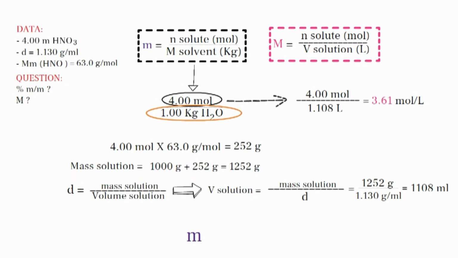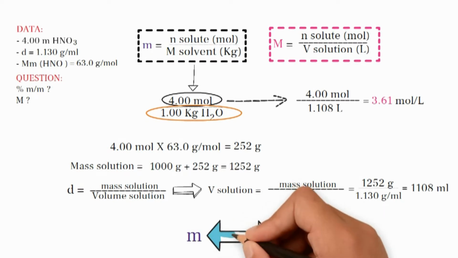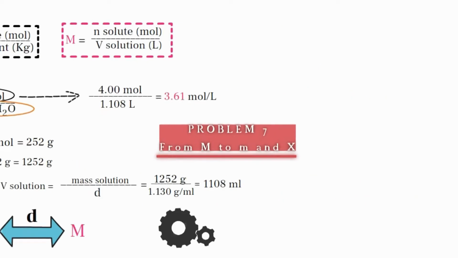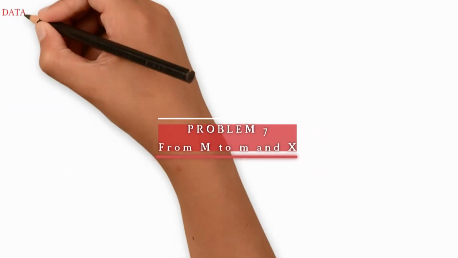And as you can see, going from molality to molarity, we need to know the density, okay? Whereas when we go from molality to percentage by mass, in this case we don't need density. So also this problem was done. Let's move on to the seventh one. Let's see the data. We have a 3 molar solution of sulfuric acid.